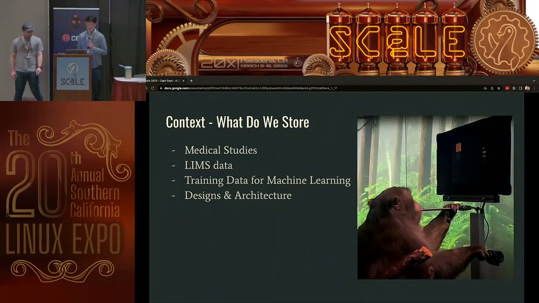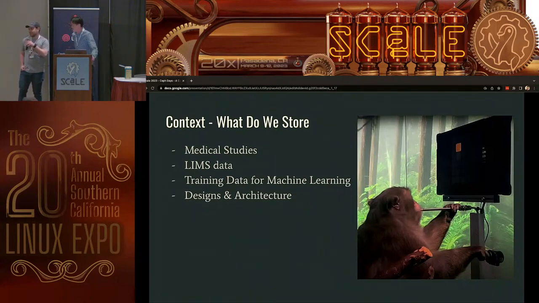So by way of context, what do we do and what do we store in Ceph? Well, Ceph is primarily our main and only storage system for pretty much the entire company. We store things like medical studies, GLP data, so experiments that we run are all stored into our Ceph system. We built, as crazy as it might sound, our own LIMS data system as well. Why don't you explain what LIMS does?